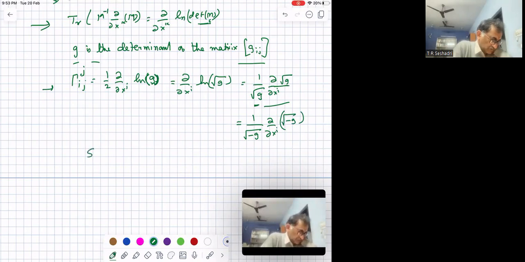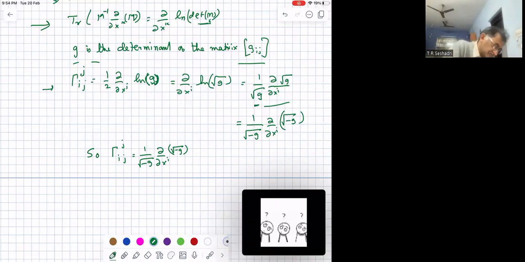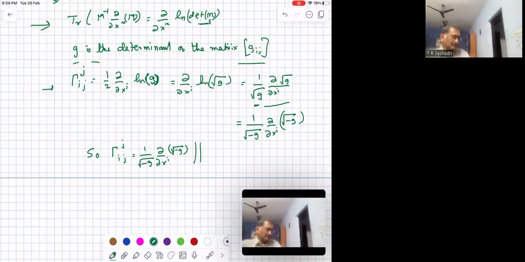And so, gamma^j_{ij} is equal to 1 by square root of minus g, del by del x^i of square root of minus g. And this is going to be very important. Are you with me? Yes, sir. Okay, fine. So let us take this result.